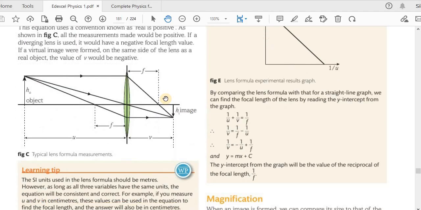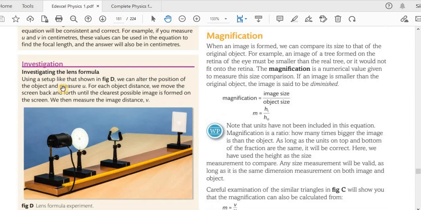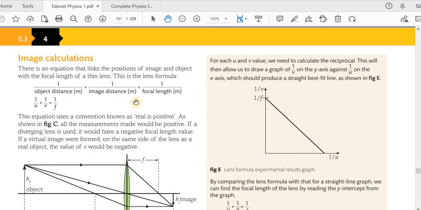Alright, now we will go to Unit 3 type of theory. Especially these investigations and experiments are tested in your Unit 3 paper. So let's go through this, investigating the lens formula. Now what is the lens formula?